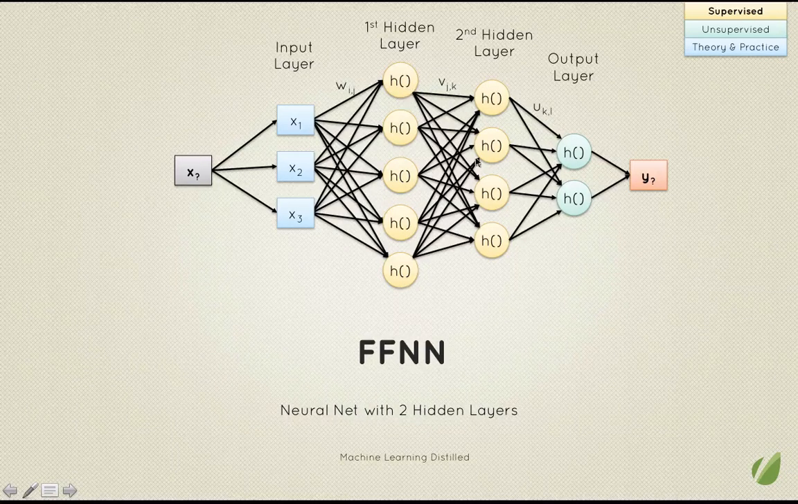Now let's also note that it's possible to create neural nets with more than one hidden layer. In this case, we've got two hidden layers. By doing this, we're going to need a whole new set of weights. In this case, W, V, and U. We'll need a different set of weights between every layer. Adding more hidden layers increases the complexity of the network, but it also allows us to model more complex functions.